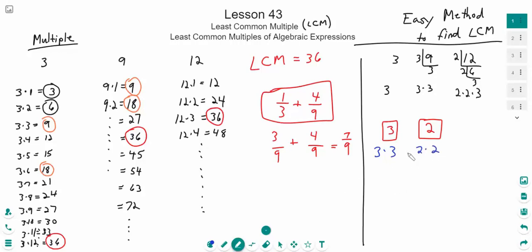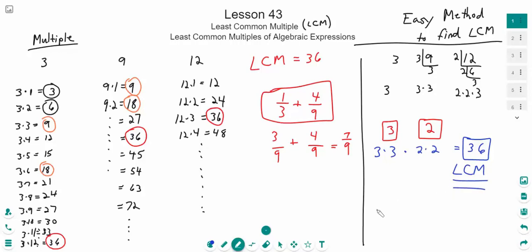Okay, now we're going to take all of these factors that we've pulled out from these three, and we're going to multiply all of them together. 3 times 3 is 9, 9 times 2 is 18, 18 times 2 is 36. So 36 is the least common multiple.